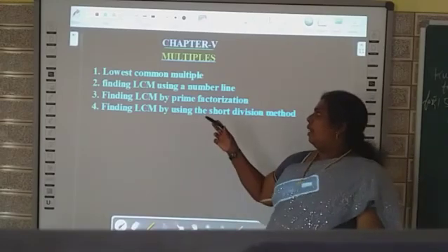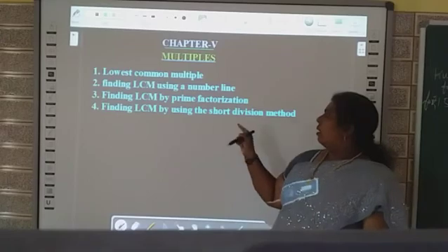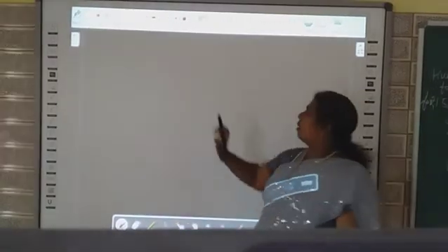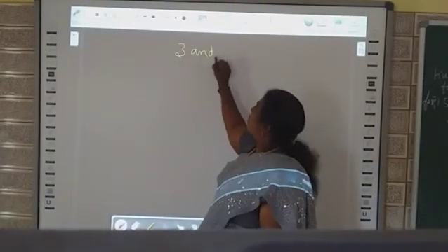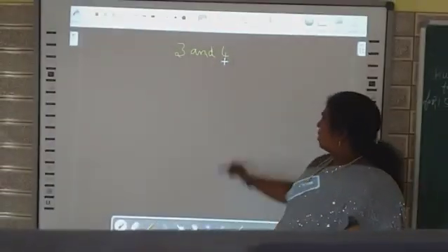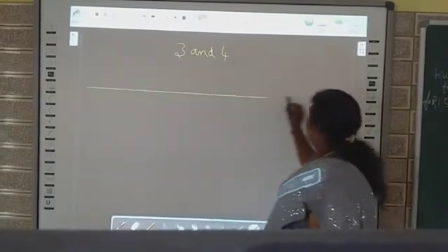Then finding LCM using a number line. How to find the LCM using a number line. Okay. So you can write the numbers 3 and 4. I am using the numbers 3 and 4. For 3 and 4, first you have to write the number line.